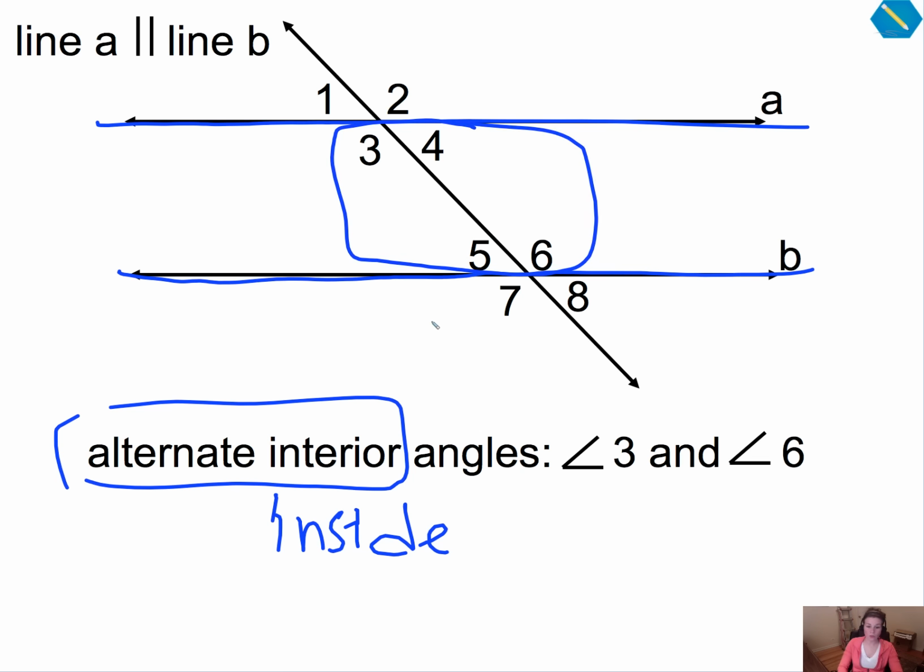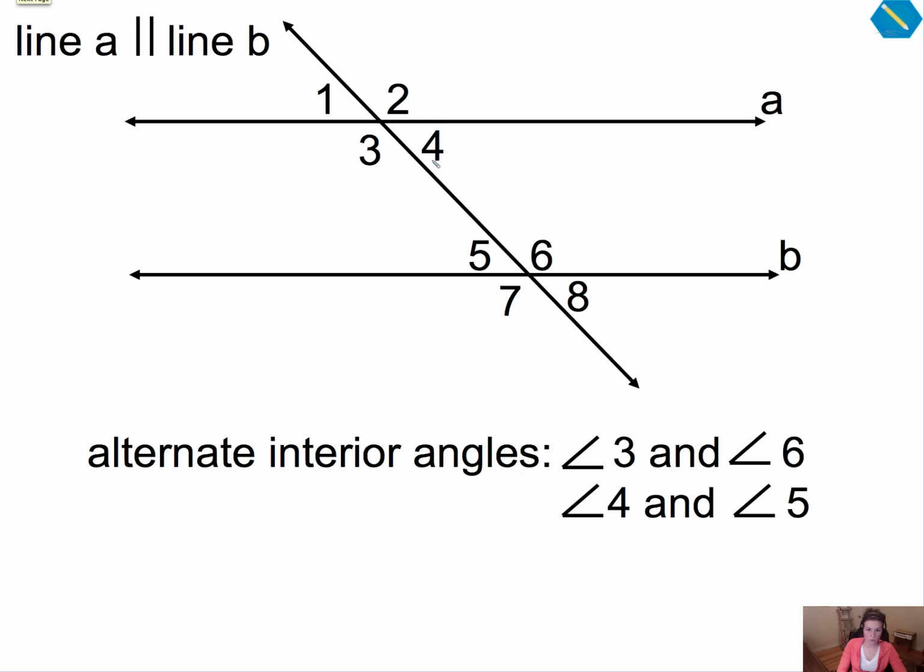Those are our interior angles. Now we want the alternate angles. So let's just pick angle 3 right here. If I want the angle that's alternate of that, I want it to be in the opposite position, which would be angle 6. Okay, alternating from that. So angle 3 and angle 6 are alternate interior. See if you could find the other set. You should have gotten angle 4 and angle 5. Those are also interior because they're on the inside. They're between A and B. And they are alternate of each other.